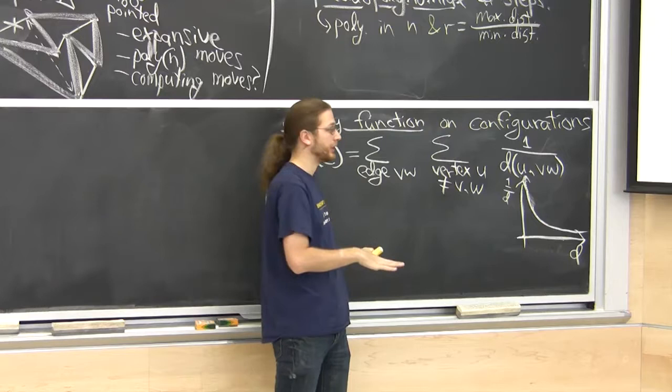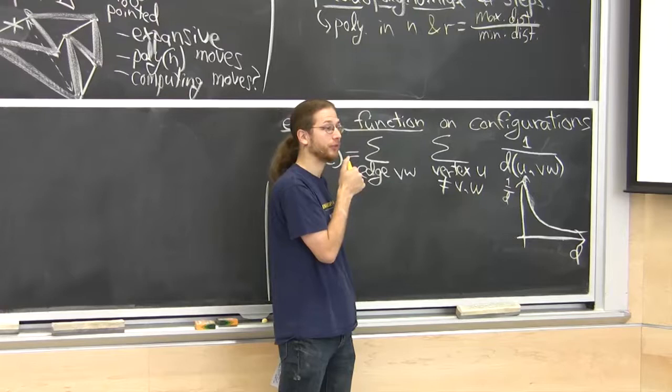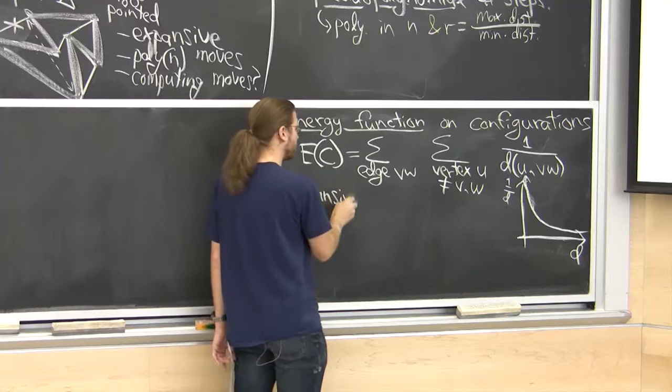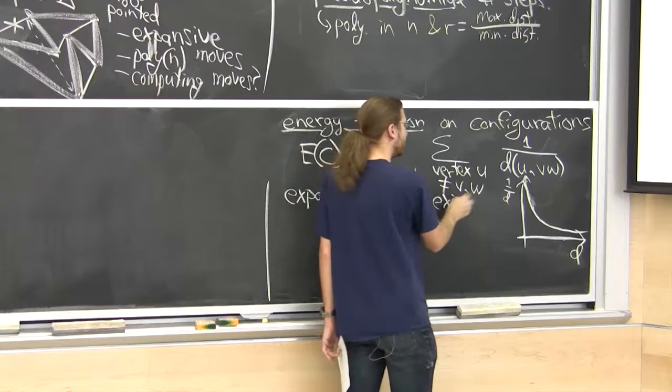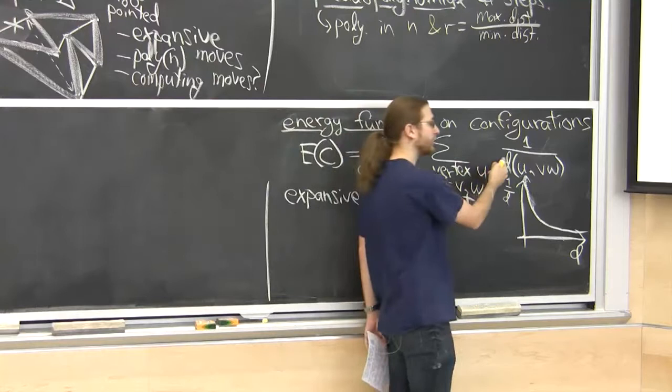What if my distances increase? Because I know expansive motions exist. That's what we proved last time. I'm not going to compute them, but I know they're out there somewhere. If I had an expansive motion, all of these distances increase. So that means this reciprocal decreases.